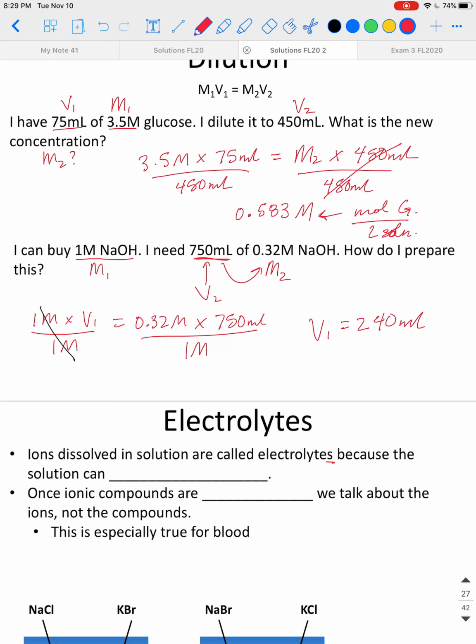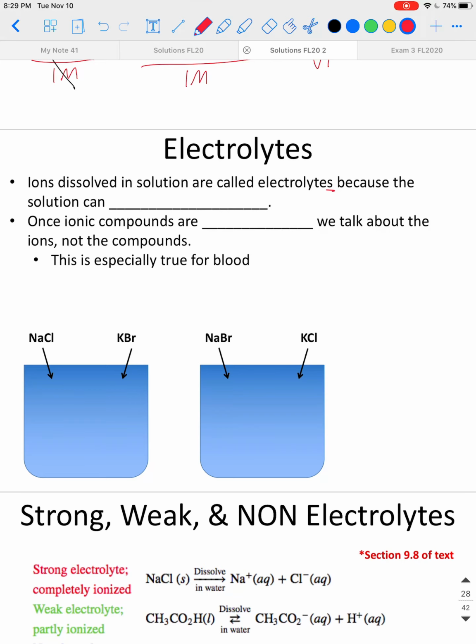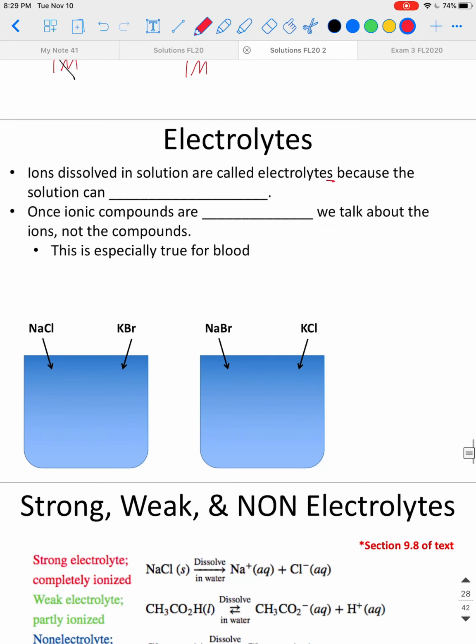Let's talk about electrolytes. Electrolytes are the biology word for the chemistry term ions. So electrolytes are ions. They are ions dissolved in solution, and they're called electrolytes because that solution can then conduct electricity.